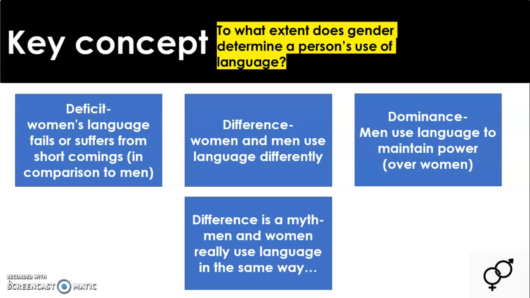Now, the 4th and the most modern idea is that really that this is a mythology, that difference, deficit, that these ideas really occupy the place of a mythology, that men and women really use language in very similar ways. But we focus on and we amplify and magnify the differences because it suits a social kind of idea and stereotype. We like to think that men and women are different rather than the same. So guys, these 4 Ds are really important. So just pause there and write down those definitions, okay, so that you've got them really clear.